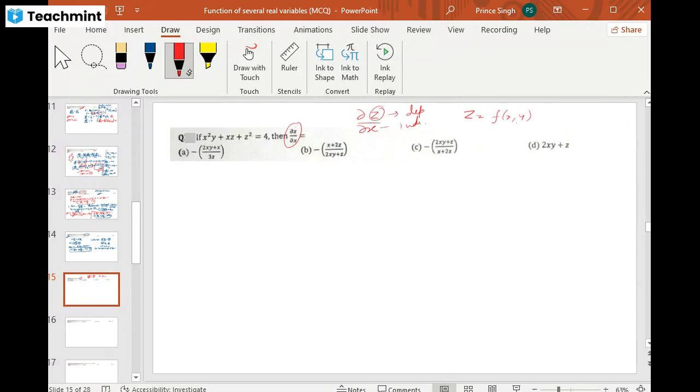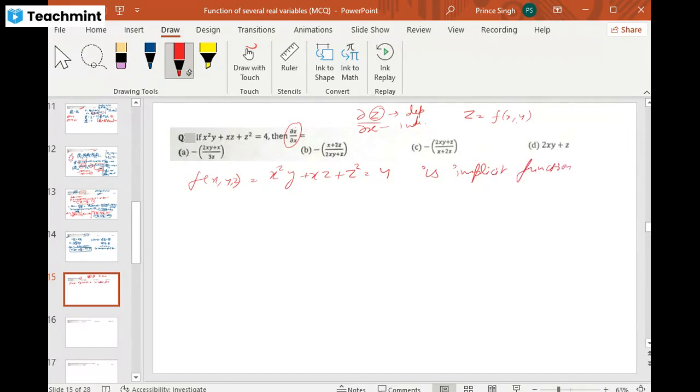But if you just look at this expression, it is not possible to express z as a function of x and y, because your function here f(x, y, z) is x²y + xz + z² = 4. It is not possible to find the value of z in terms of x and y. So this is an implicit function.